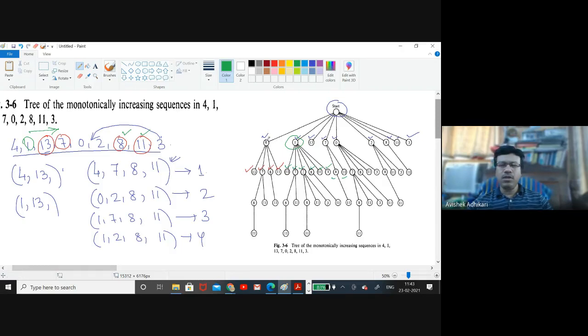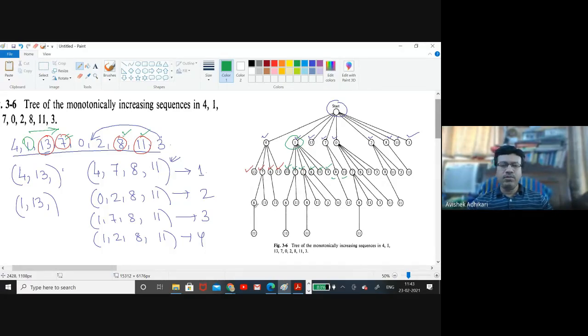Okay. Now come to the next step. After 13, you can see that there is no such element, so you cannot make a bifurcation further. After 7, you have 8 and 11, so you just draw 8 and 11. After 8, you have only 11 and so on.